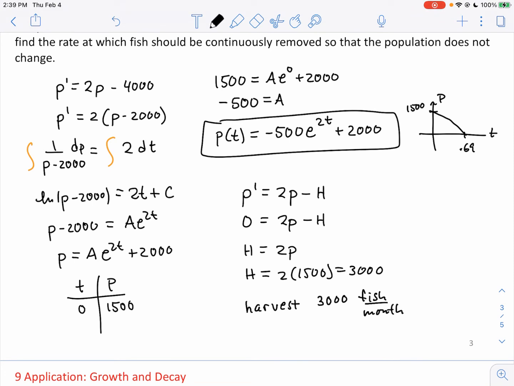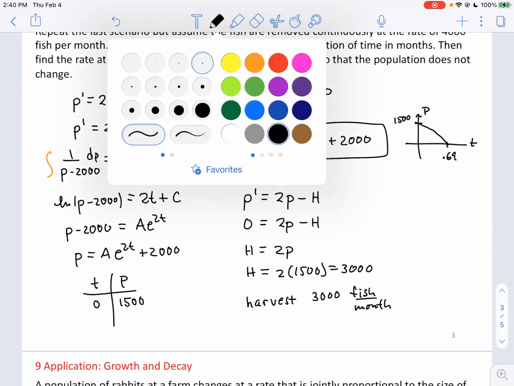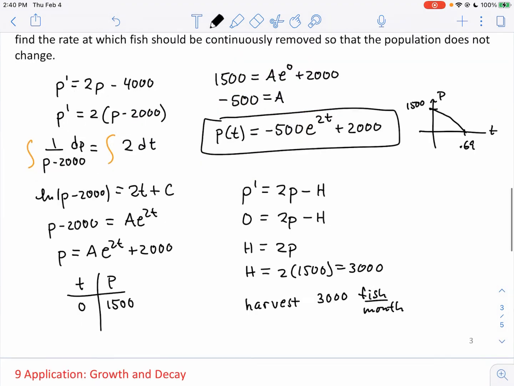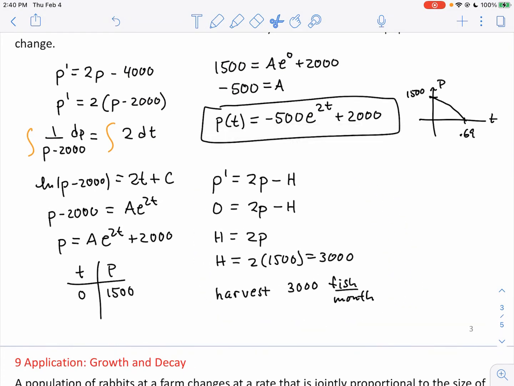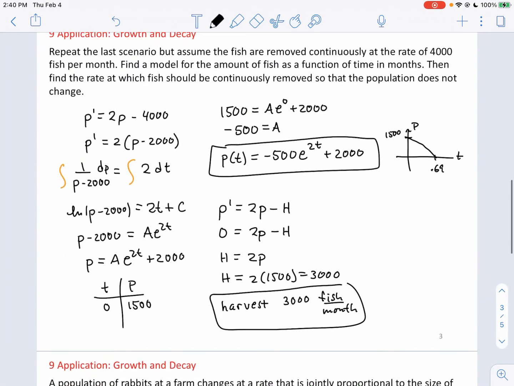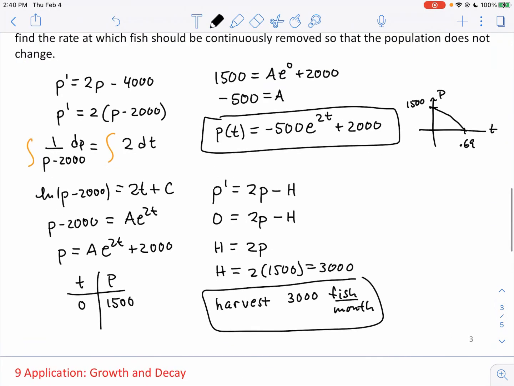And if we do that, then we will keep the population in check. We would expect to see no change. Now, really quickly, what would this differential equation look like if I did use that 3,000 figure? And that is the answer for the second question that was asked in the prompt. But let's say h was 3,000, so we have p prime is equal to 2p minus 3,000.